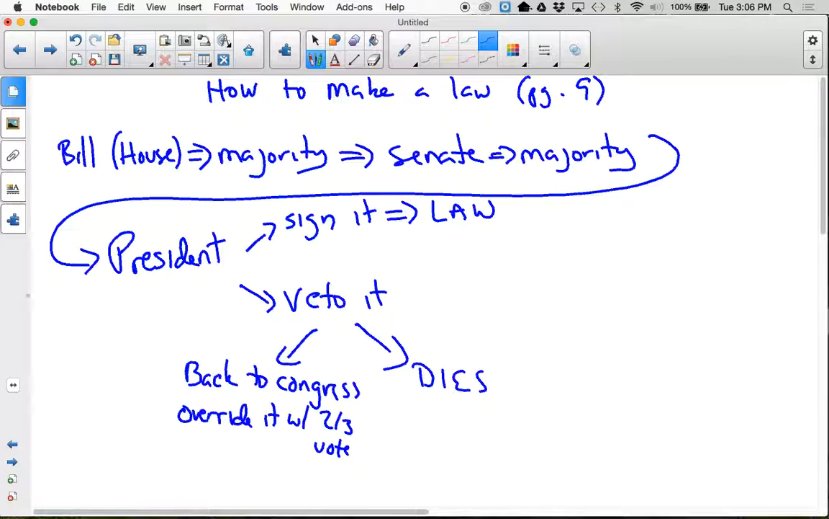Question about that? Wait, if the Congress overrides it with a 2/3 vote, does it just become a law? It's a law. Yep. It is a law.